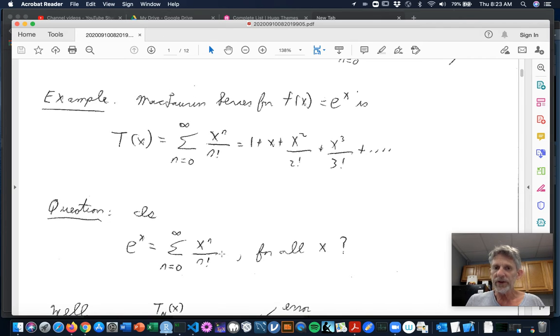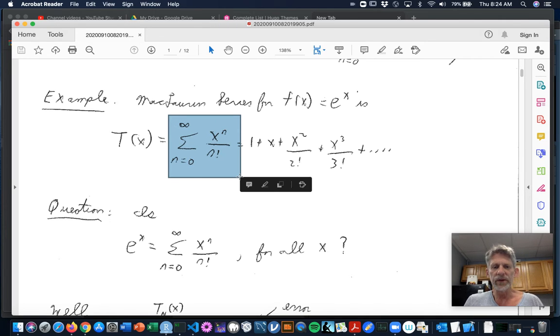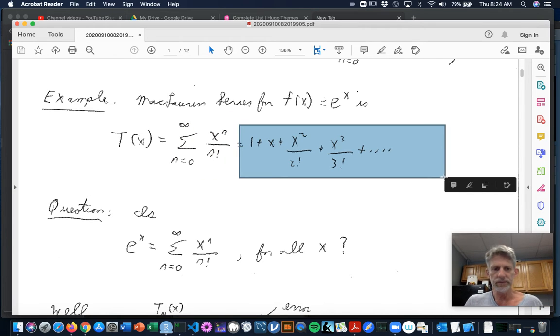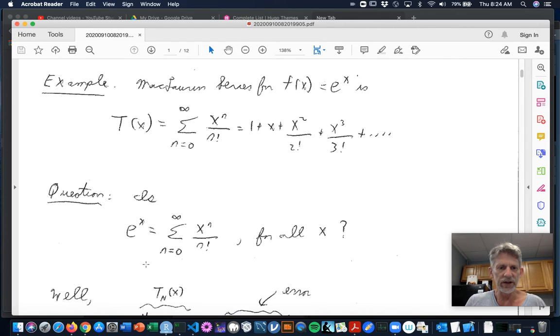Let's make the MacLaurin series for f of x equal e to the x. So we're centering around c as 0. The series is called T of x, and it's the sum, n goes from 0 to infinity, x to the n over n factorial. If we write out the first few terms, it looks like that. And my question is, does that series converge to e to the x for all real numbers x? Well, it does, and let's see why it does.